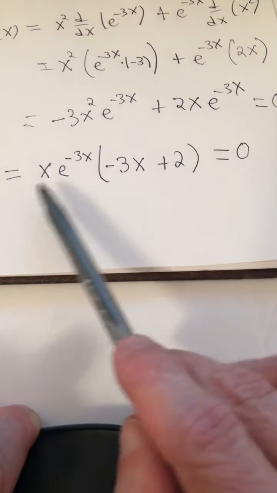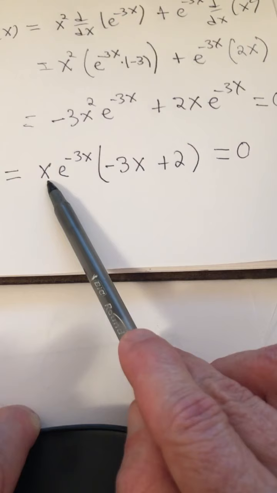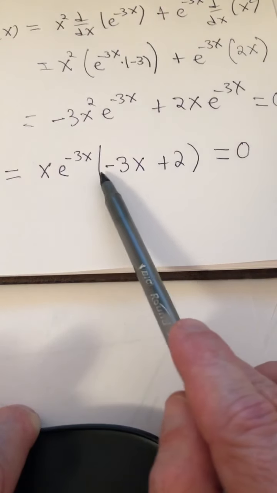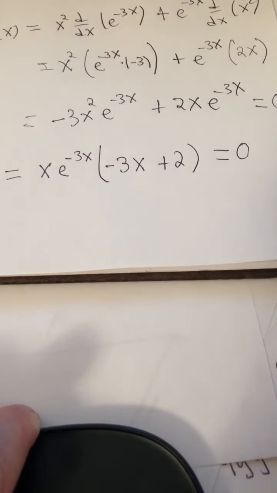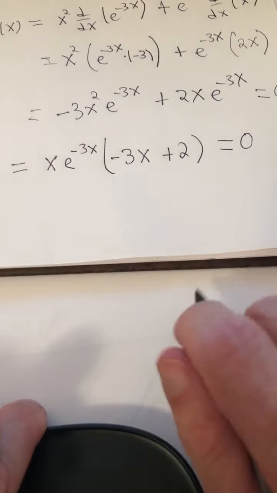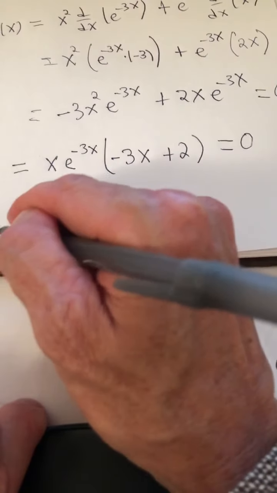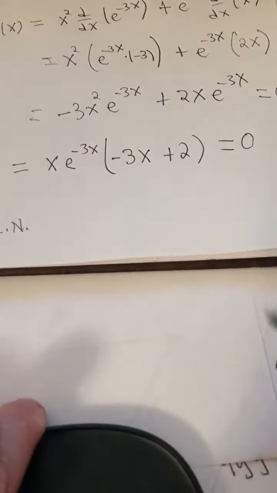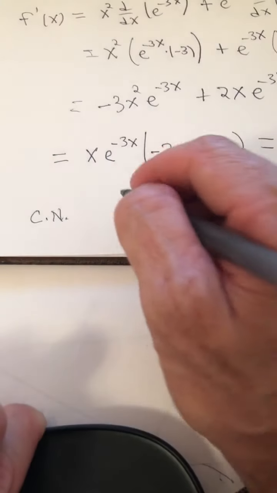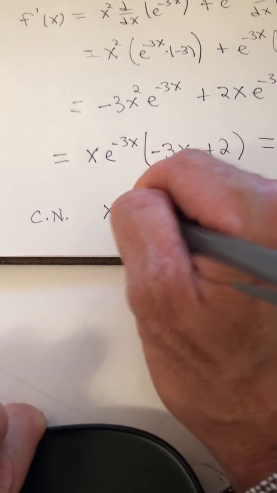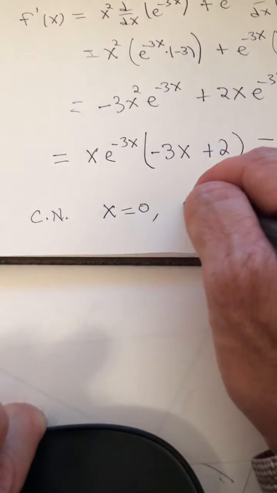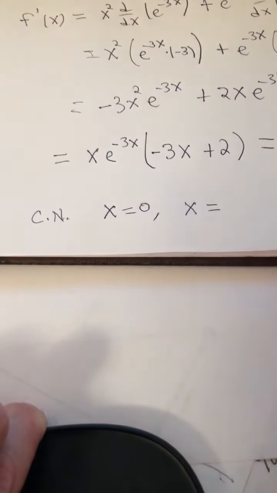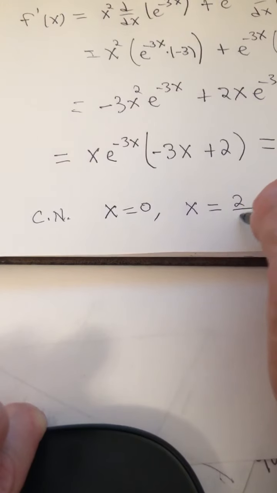So obviously x is equal to 0 is going to be one critical number, and then if you set negative 3x plus 2 equal to 0 and solve for x, you're going to get x is equal to a positive 2/3. So the critical numbers for this function are x is equal to 0 and x is equal to 2/3.